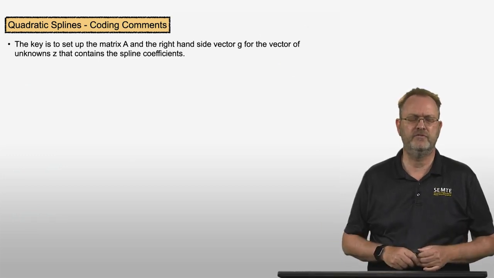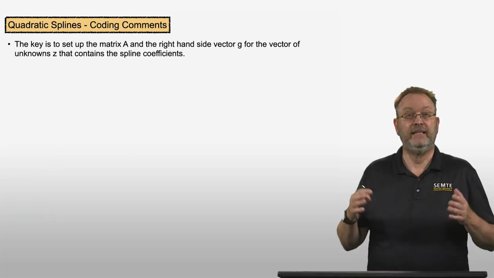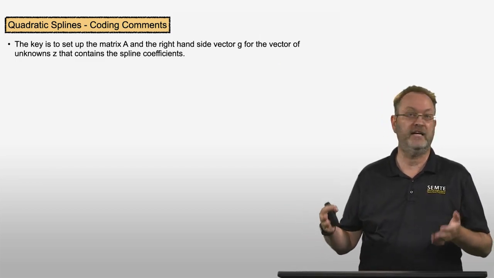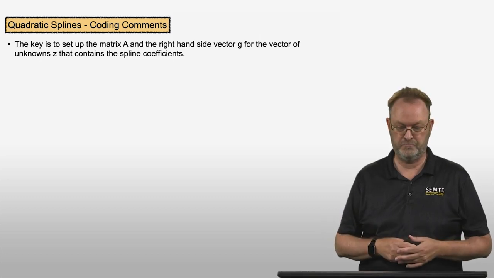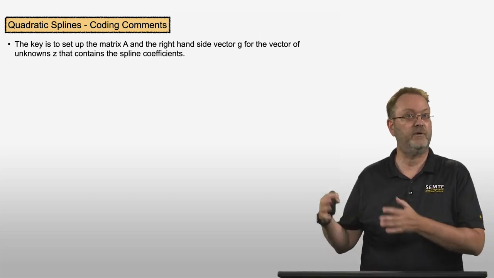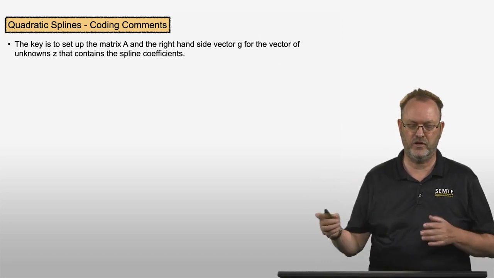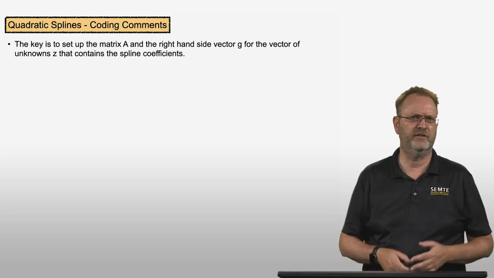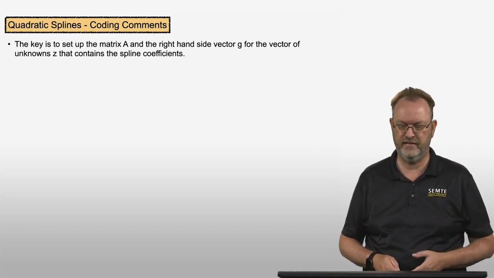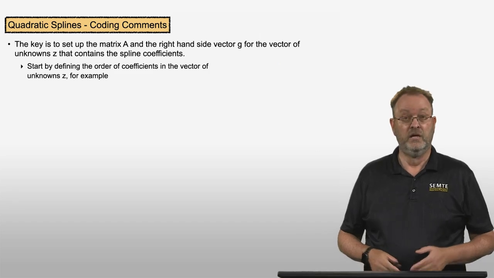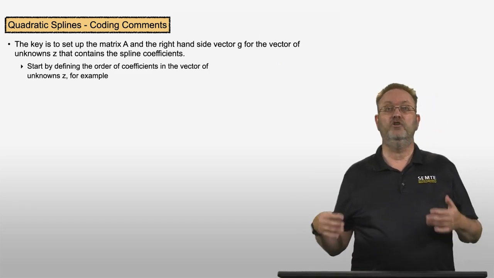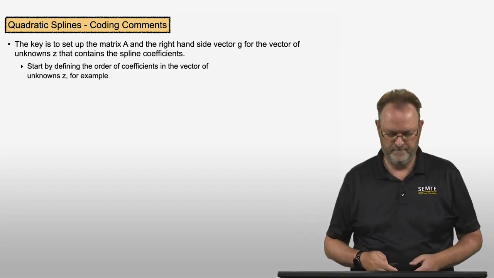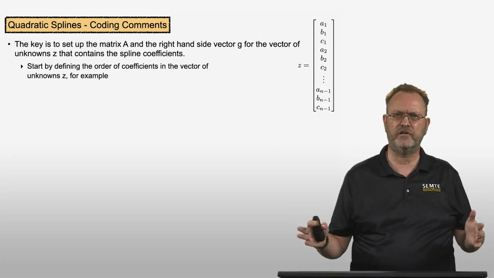Couple of coding comments when you try to code this up. The key to coding up spline interpolation is to set up the matrix A that you need to solve to find the coefficients, and at the same time, set up the right-hand side vector. And I'm going to call the right-hand side vector here G, because I've used the B for the coefficient that multiplies the x values in the quadratic spline. So let's start by defining an order of the coefficients in the vector of unknowns, and let's call the vector of unknowns Z. And really there you can choose whatever order you like.